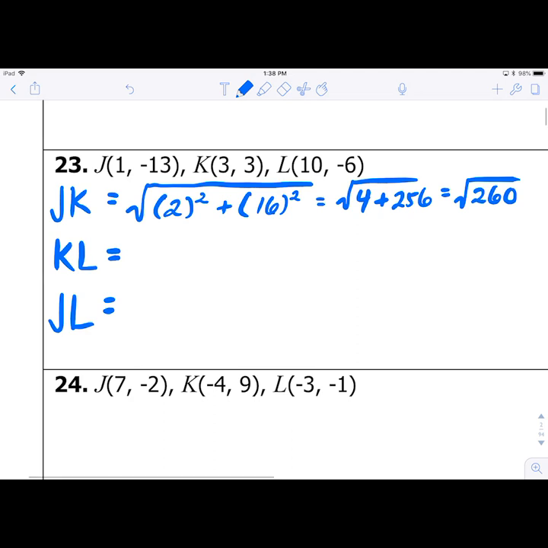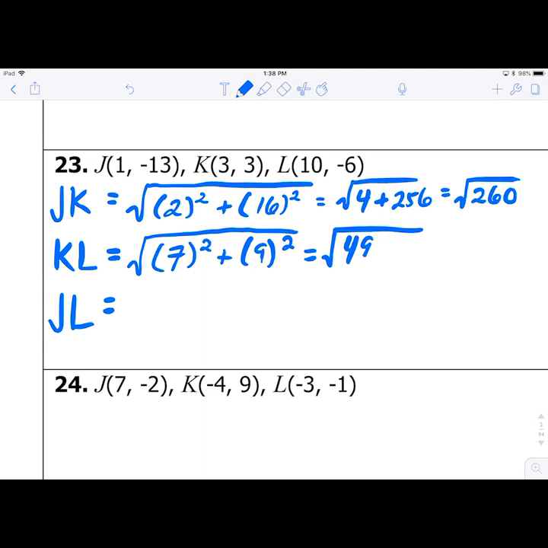Let's look at KL. How far apart are the x's in KL? So how far apart are 3 and 10? They're 7 units apart. How far away is 3 and negative 6 from each other? That's 9 units apart. So I got 49 plus 81, square root of 130.